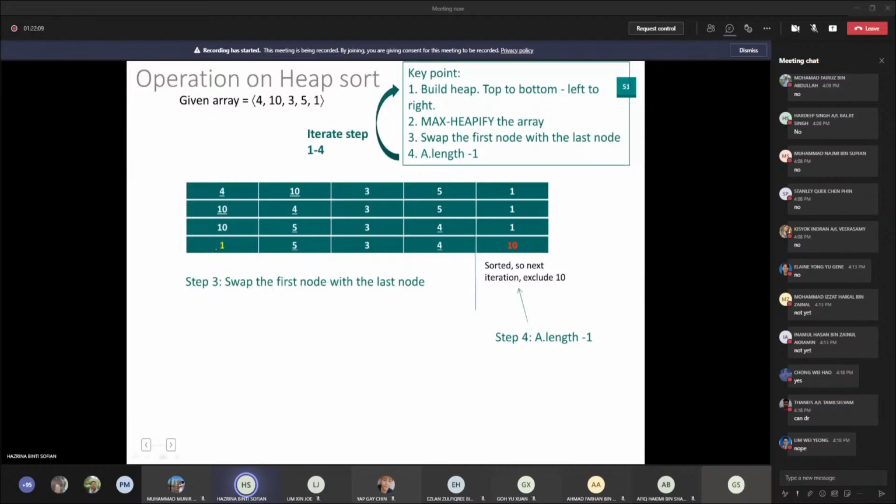Quick sort has the worst case time complexity, the big O of n squared. But if the pivot is chosen properly, it can be shown to have an average case of big O. Just now 1 and 10 we swap, right? 10 will be at the rightmost.